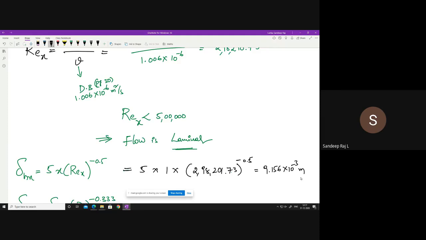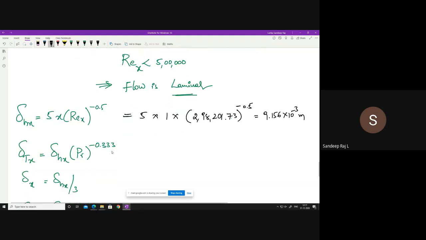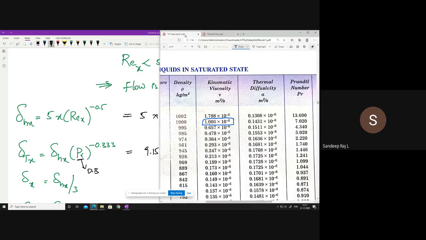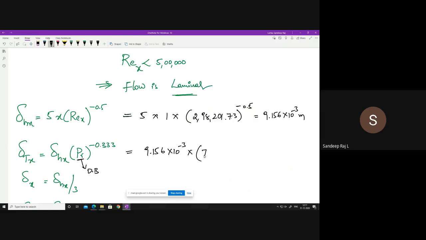Okay, that is your delta Hx value, that is hydrodynamic boundary layer thickness value, is 9.156. Right. What is the delta Tx now? For this, you need delta Hx. See here, you need a Prandtl value. Okay, this has to be obtained from the data book. So you refer to your data book. In your data book, the value is 0.7020. So 0.7020 to substitute.